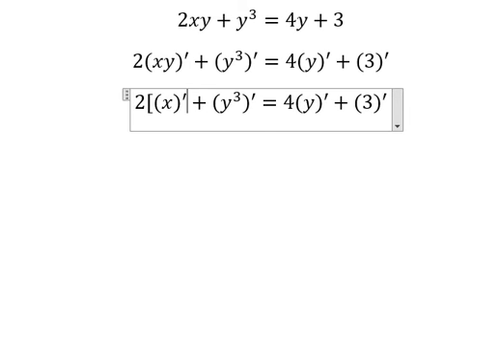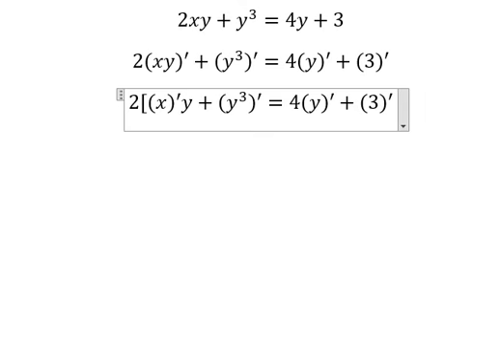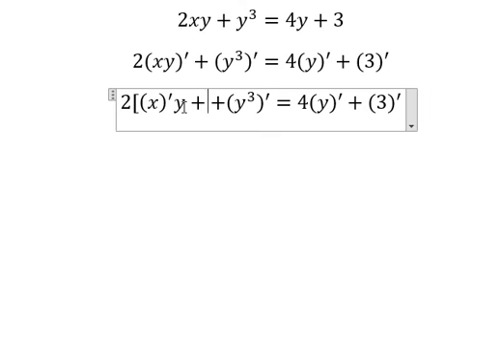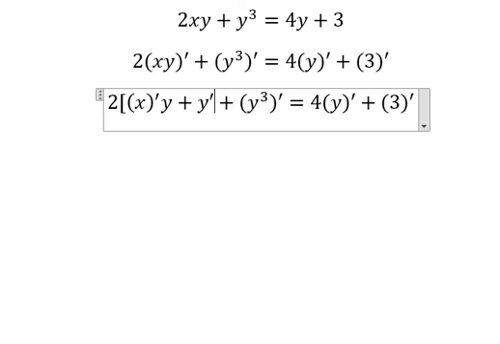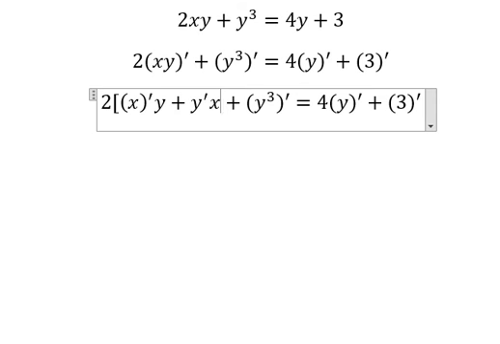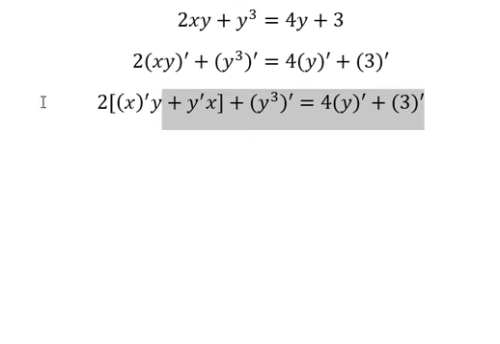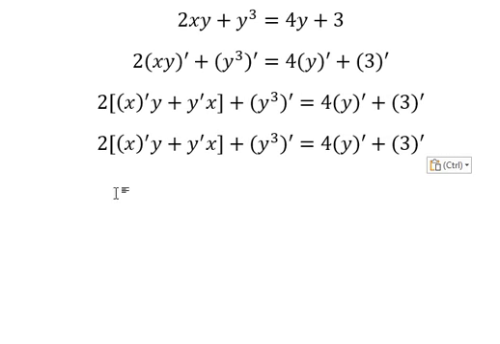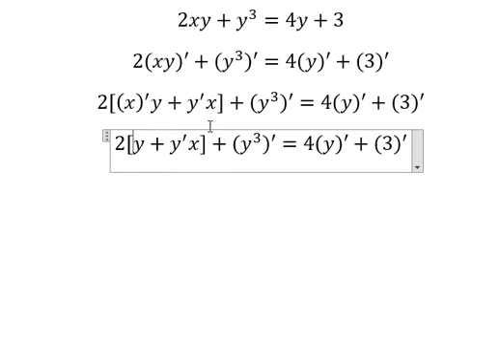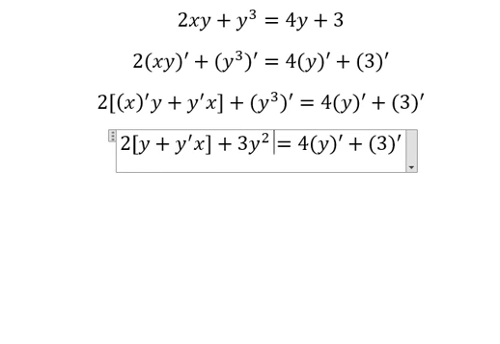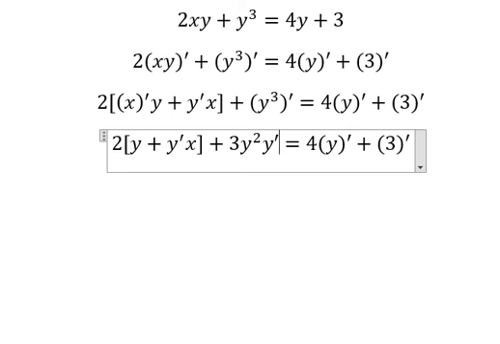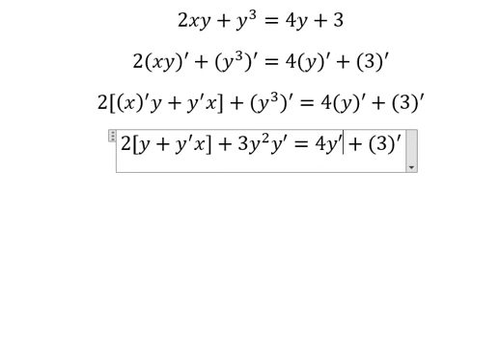So we do the first derivative of x multiplied by y. Later, we do the first derivative of y multiplied by x. So this one we have number 1. This one we have the first derivative of y. This one we have 3y squared and the first derivative of y. This one we have the first derivative of y. This one we have number 0.